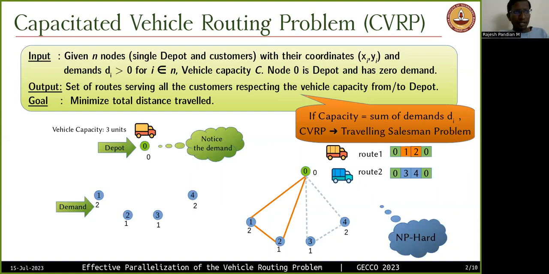This CVRP problem in general is NP-hard. This problem is a generalization of the traveling salesman problem. How? If the capacity of the vehicle is equal to the sum of demands of all the customers, then the CVRP problem reduces to the famous TSP, the traveling salesman problem. This means that we will have only one route in the output, which minimizes the total distance traveled across all the customers. That's the statement of the traveling salesman problem.